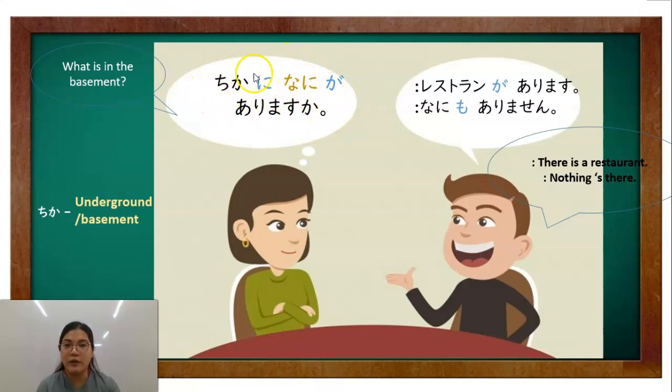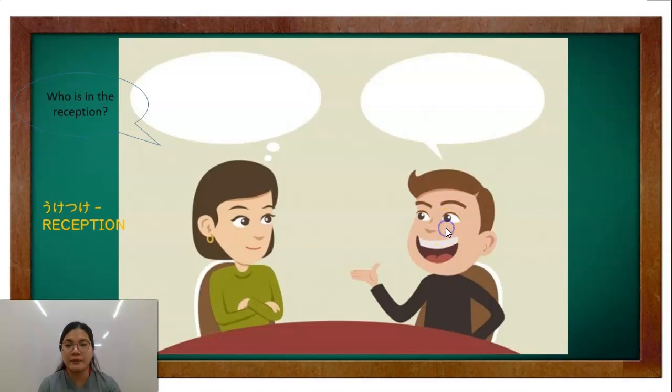So that is our sentence pattern for asking a question. Okay, so you just place the things or the person for this interrogative. Okay, another example here is, who is in the reception? Reception is uketsuke. Okay, uketsuke, and then who is dare? So you will say, uketsuke ni dare ga imasu ka?